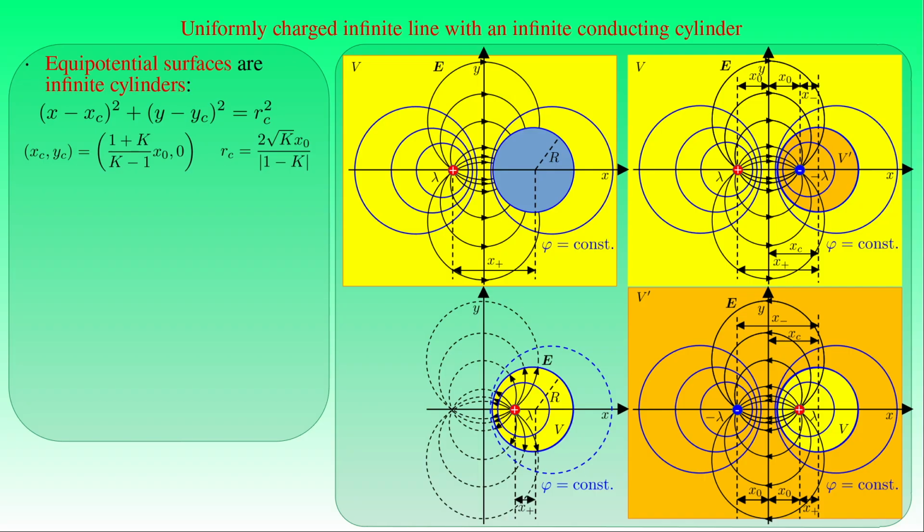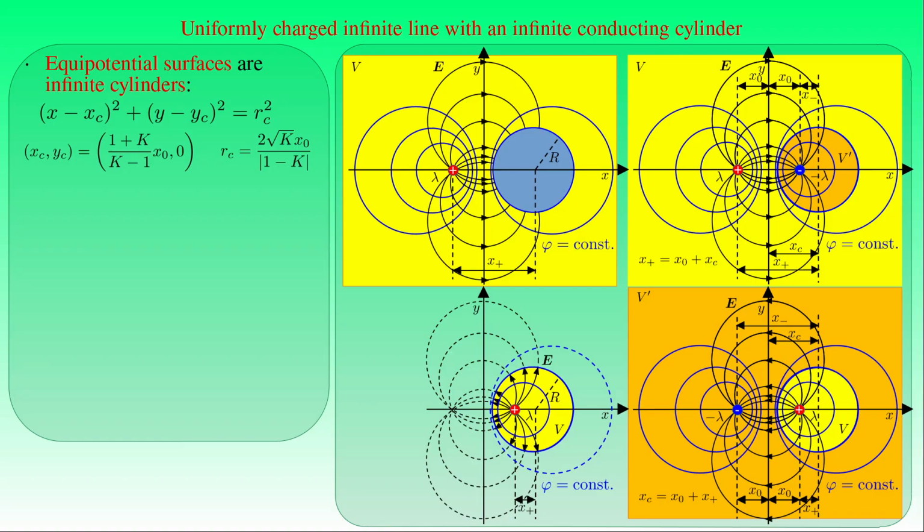There must exist a value of k for which the equipotential surface in the method of images coincides with the conducting cylinder in the boundary value problem. For such a value k0, we have a condition in the first case stating that the distance x sub plus between the line charge and the center of the cylinder is equal to the sum of the distance x0 and the x-coordinate of the center. In the second case, the condition states that the distance x sub c of the center from the origin is given by the sum of the distances x0 and x sub plus.